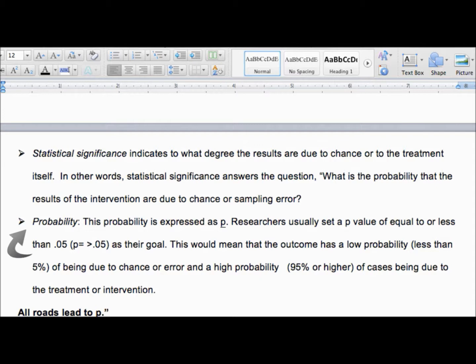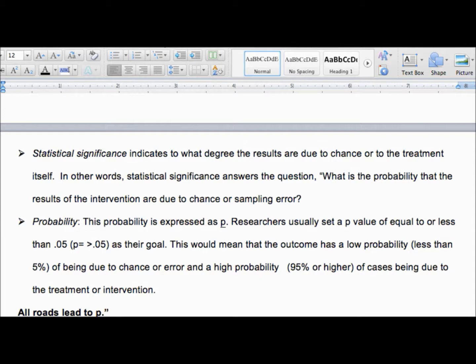which brings us to the definition of probability, which is represented as P. And P tells us the probability that the results are due to sampling error or chance. We usually set a p-value of less than 0.05, which means that the outcome has a low probability, that's less than 5%, of being due to chance or error. And it has a high probability of 95% or higher of being due to the treatment or the intervention itself.